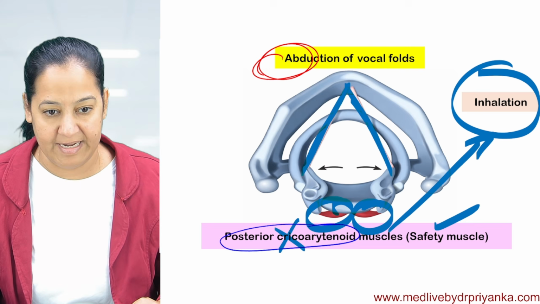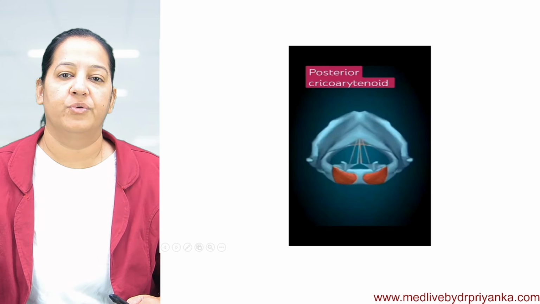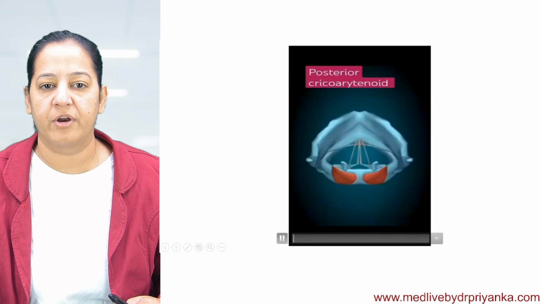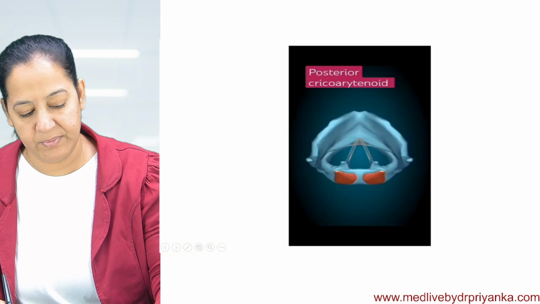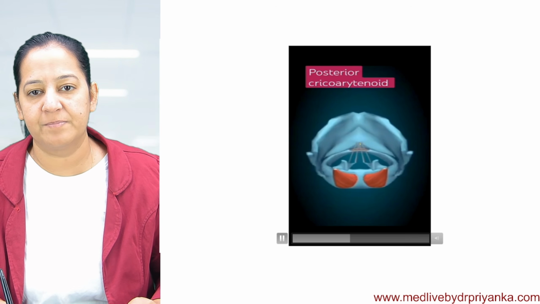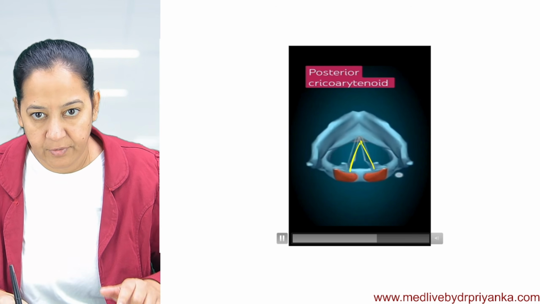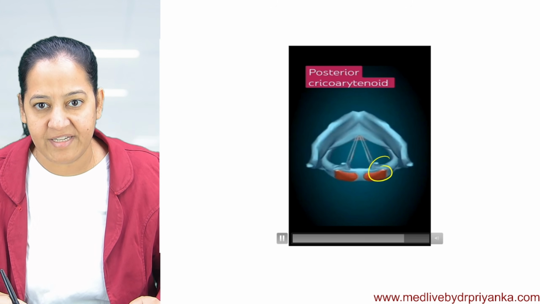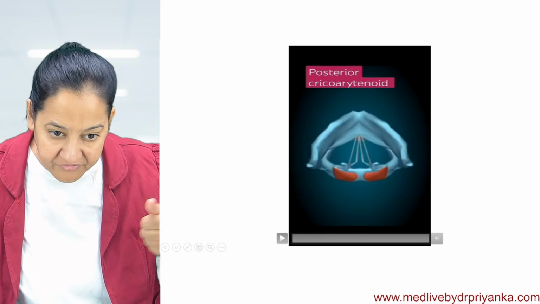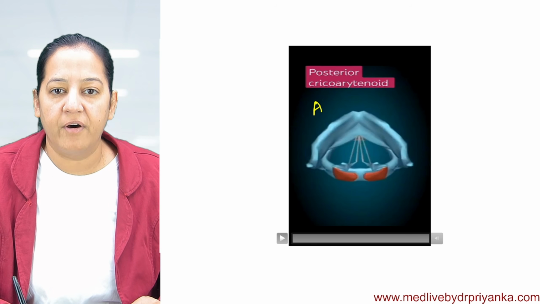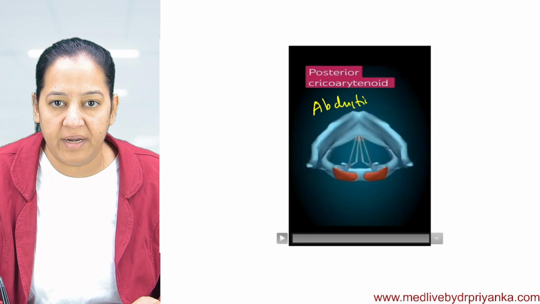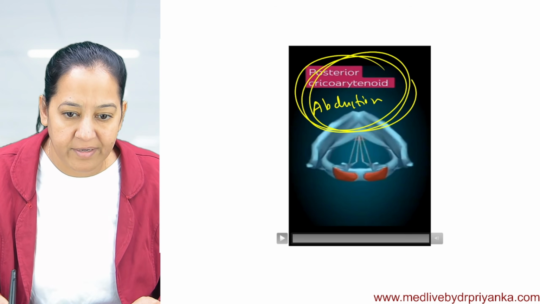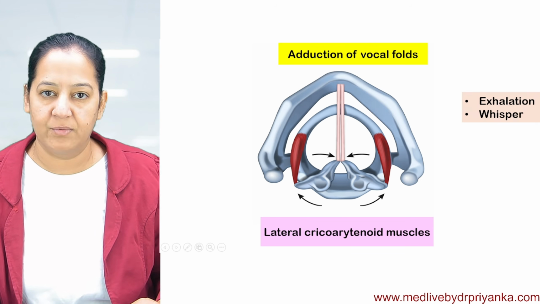It is required for inhalation. I hope everyone got it. I will show you a video in which the function of the posterior cricoarytenoid is shown. You can see in this video, you can appreciate this is the posterior cricoarytenoid. You can appreciate this is the muscle, how it is contracting and taking the vocal cords far from each other. So it is required for abduction. The posterior cricoarytenoid is required for abduction, and that's why it is known as the safety muscle.